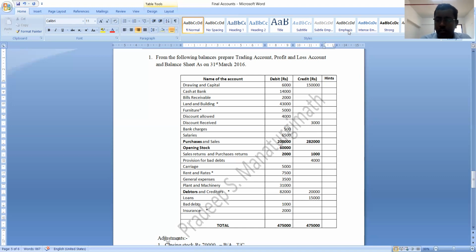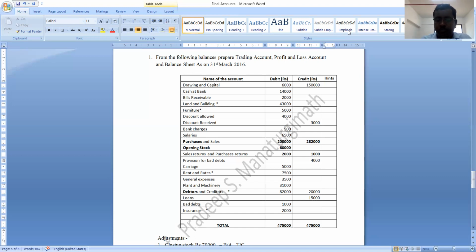In other words, the items showing a debit balance will appear on the debit side of the trading account or profit and loss account, otherwise on the asset side of the balance sheet. The items showing a debit balance will never appear on the credit side of the trading account or profit and loss account, and they will never appear on the liability side of the balance sheet.